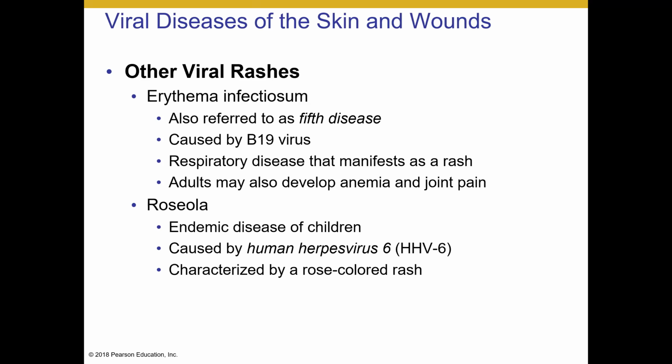However, in adults, especially women, it can cause joint pain. In people with certain blood disorders, it can temporarily stop red blood cell production. This is because parvovirus B19 infects precursor cells in the bone marrow that develop into red blood cells. So while this disease is usually mild, it can be serious in specific populations.